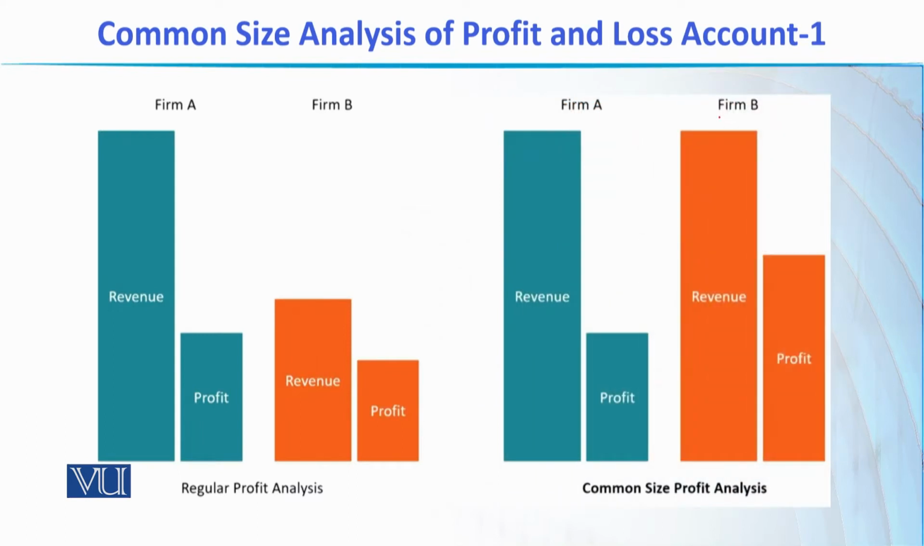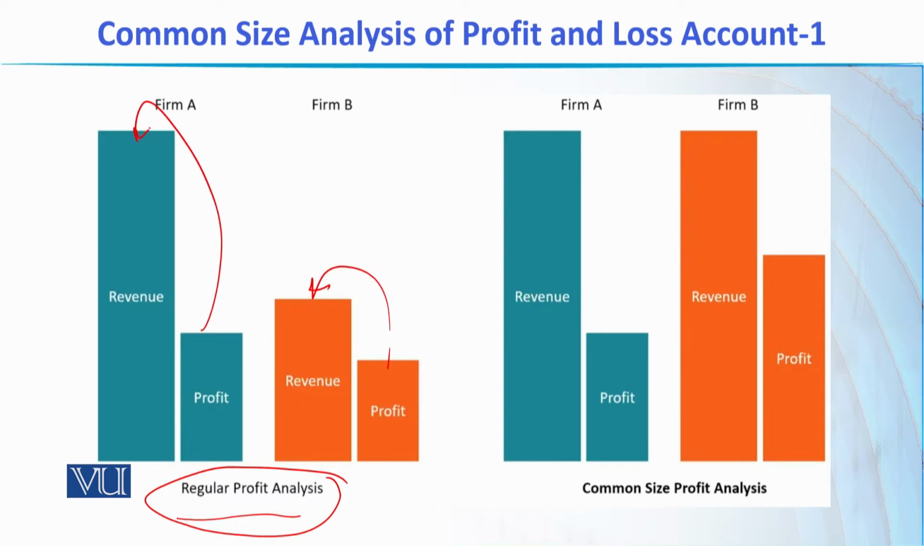If we have a look at this figure, we have two firms, and on one side we have a regular profit analysis. Now, if we look at the two firms A and B, it is very difficult for us, looking at this regular profit analysis, to say whether the profit as compared to revenue is more or less in contrast to firm A, because the total revenue of firm B is not the same as that of firm A.